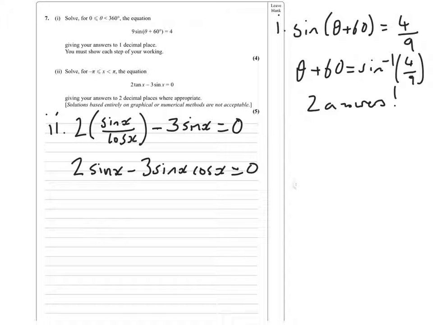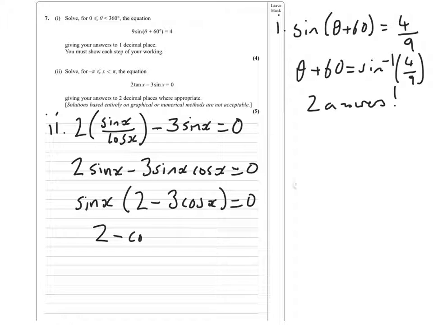Right, I'm then going to, well, I can factorise out sine of x, which means if I divide by sine I get 2 minus 3 cos x equals 0. Sorry, 3 cos x, don't know where the 3 went there, and you should be able to solve that from there. Again, you're going to end up with a couple of answers. It's in radians this time, so make sure you're in radians mode on your calculator.